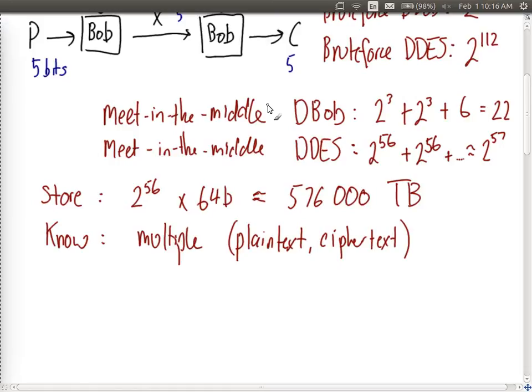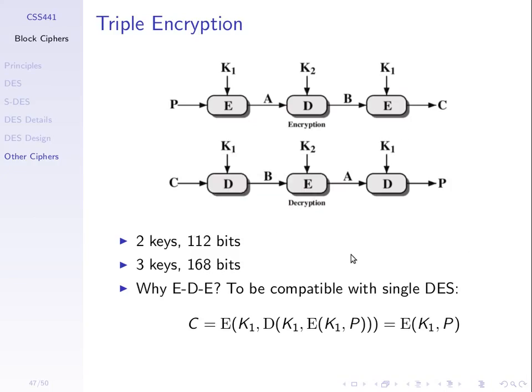We almost have a break, but not yet. There was one slide you missed in the first lecture. Does anyone remember which slide we skipped over and I said I'd come back to? We come back to double encryption then, so we've come back to this.